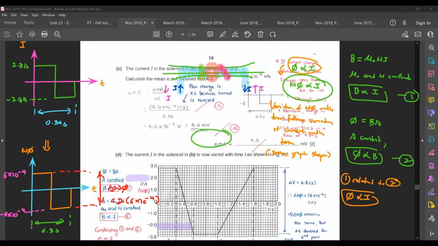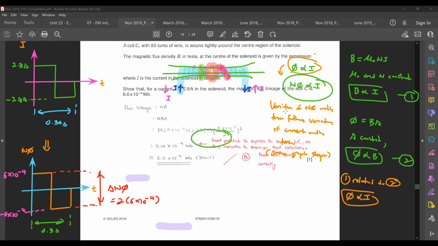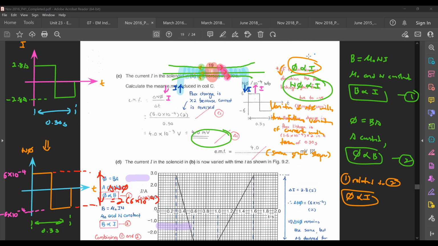So now, if you wanted to proceed to find out what your EMF is, you know the flux linkage change. You also know what your time is. You can now find out your EMF, because EMF is really a change of flux linkage. It's the change in flux linkage divided by your time.